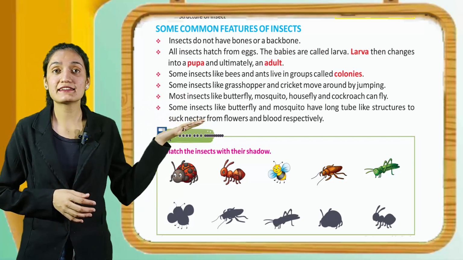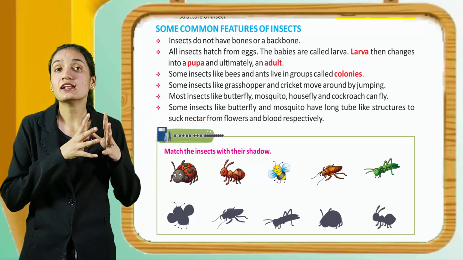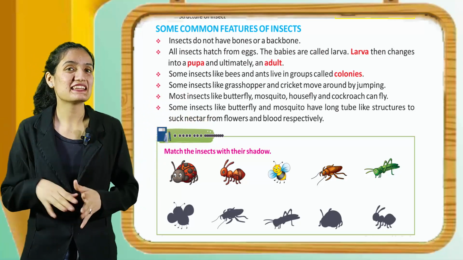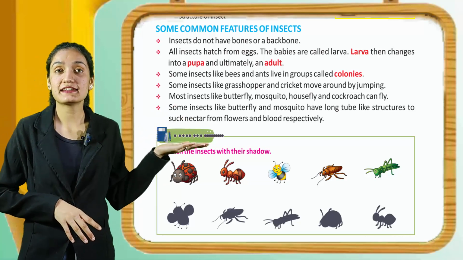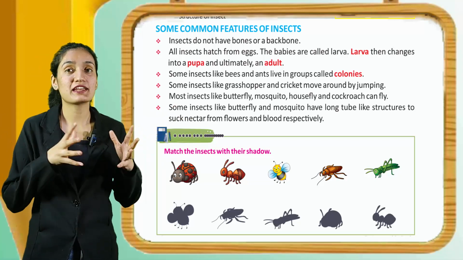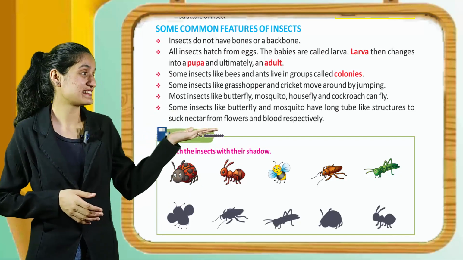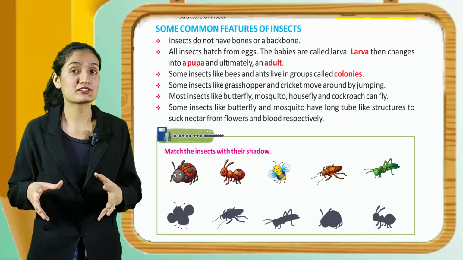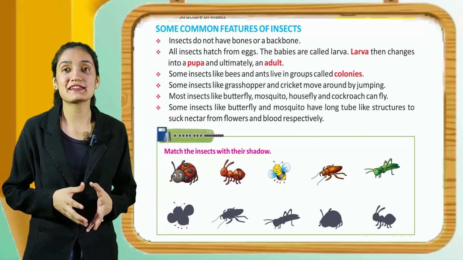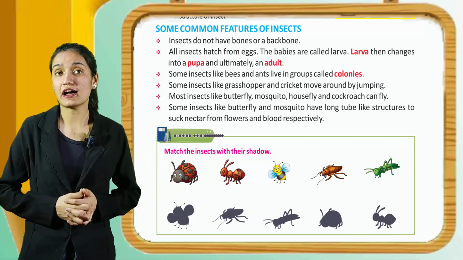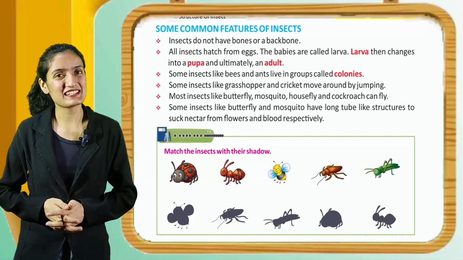Then, some insects like grasshopper and cricket move around by jumping. Most insects like butterfly, mosquito, housefly and cockroach can fly. Then, some insects like butterfly and mosquito have long tube-like structures to suck nectar from flowers and blood respectively.